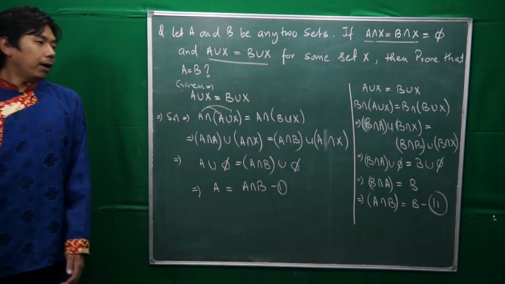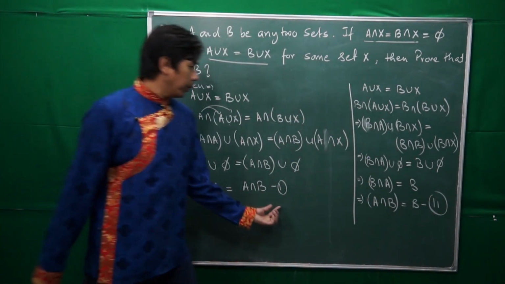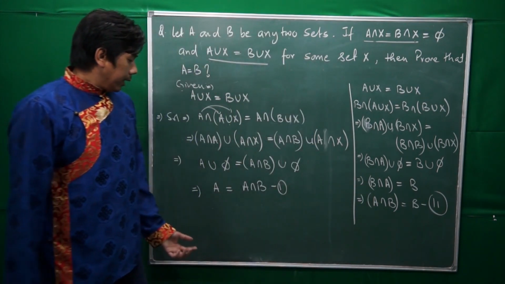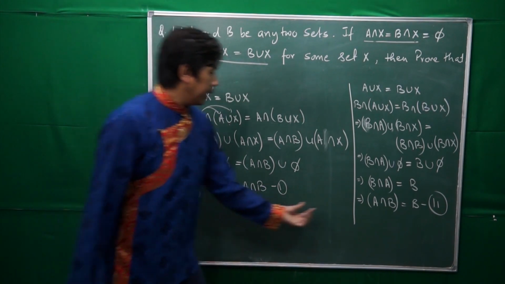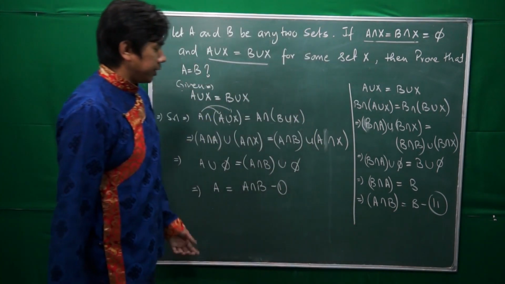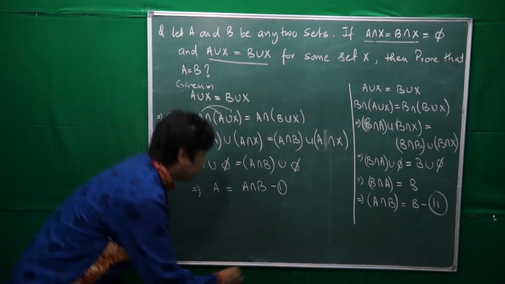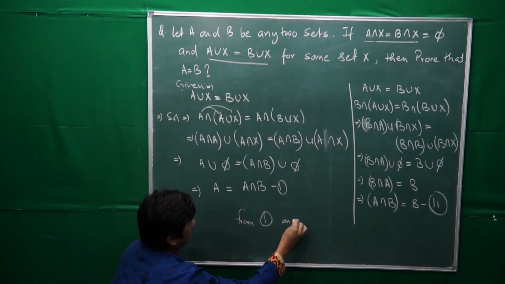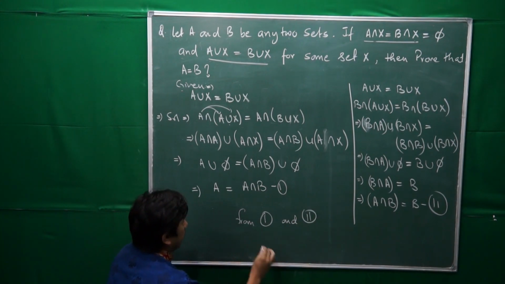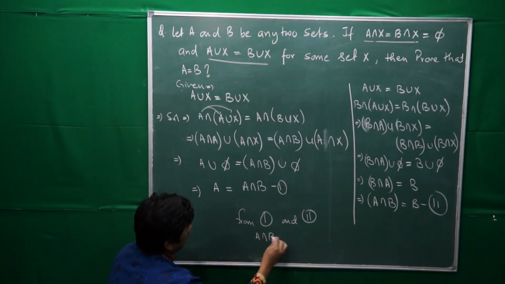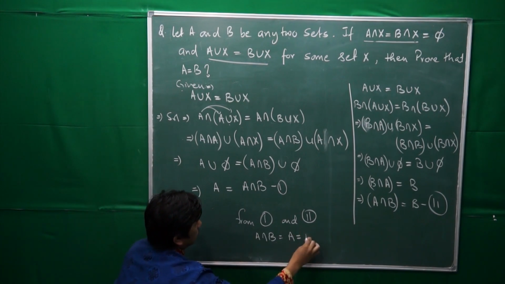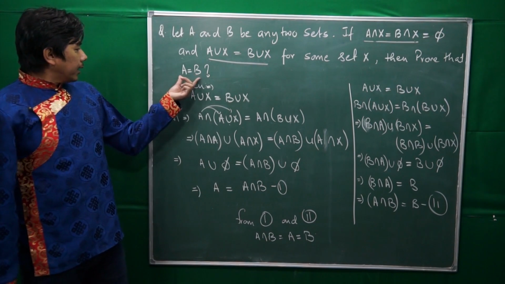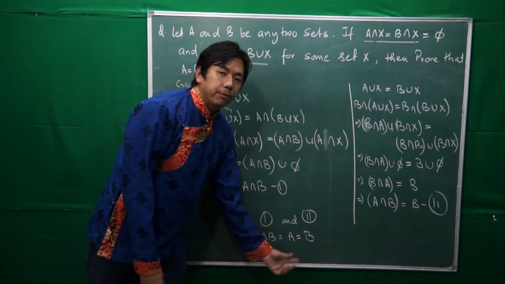Now it is clear that equation 1 and equation 2 are equal. How? A intersection B equals A intersection B equals B. So we'll write from 1 and 2, we have A equals A intersection B equals B, which is what is required to be proved. Hence, A equals B has been proved.